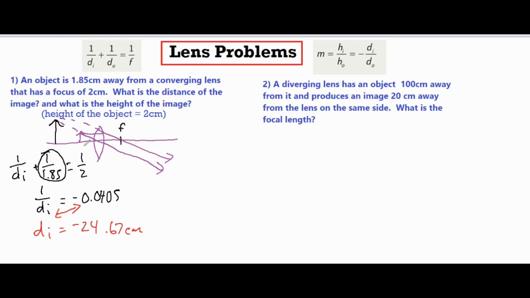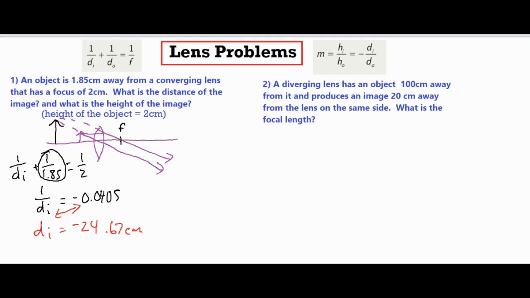I'm on the virtual side. The same side of the object with a lens diagram means that it's virtual, so it should naturally come out negative. And it does look like it's farther away from the actual lens. So this 24.67 should be considerably larger than this 1.85 as far as its magnitude of distance from the lens.